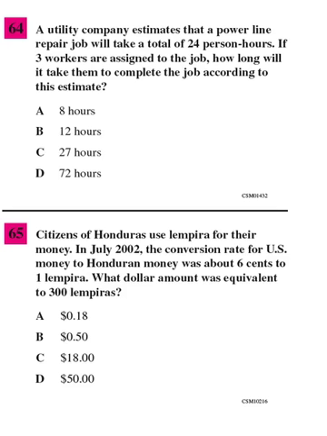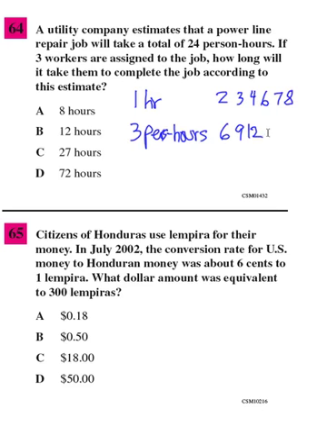So we have 3 workers here. Every 1 hour they do 3 person-hours. So in 2 hours they're going to do 6, 3 hours is 9, 4 is 12, 5, 6, 7, 8 hours is 24. So it's going to take them 8 hours.